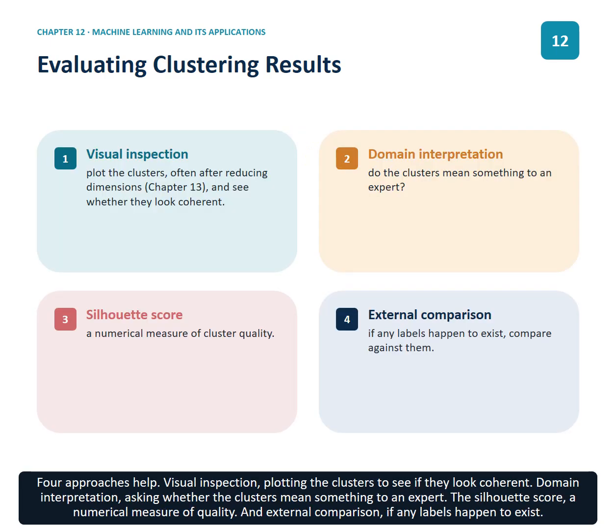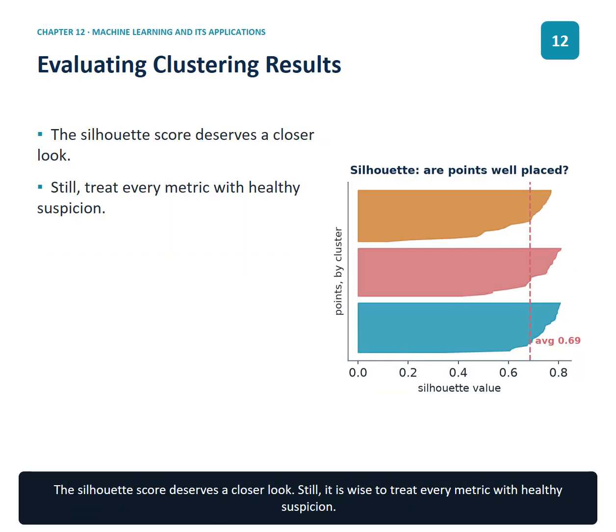Four approaches help: visual inspection, plotting the clusters to see if they look coherent; domain interpretation, asking whether the clusters mean something to an expert; the silhouette score, a numerical measure of quality; and external comparison, if any labels happen to exist. The silhouette score deserves a closer look. Still, it is wise to treat every metric with healthy suspicion.